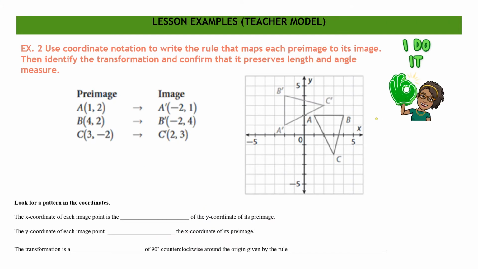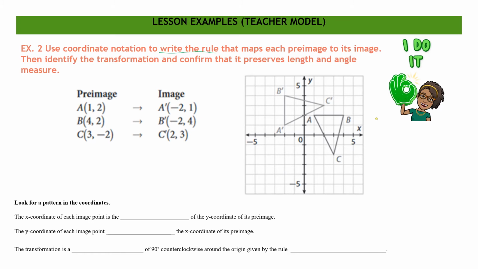All right, let's look at example 2. It says use the coordinate notation to write the rule that maps each pre-image to its image. Then identify the transformation and confirm that it preserves length and angle measure. So let's look at this example. Here it tells us that we need to now write the rule for this transformation. In the previous example, they gave us the rule. Here we need to find out what that rule is.